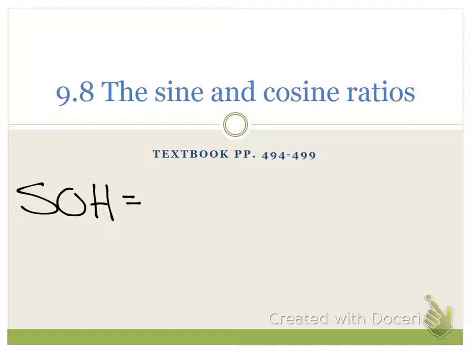Now, the first three letters in the acronym, SO, S stands for what? Sine. O stands for opposite, and H stands for hypotenuse. You should have this written down from yesterday. Don't necessarily have to copy it down again, although it's helpful in memorizing this.